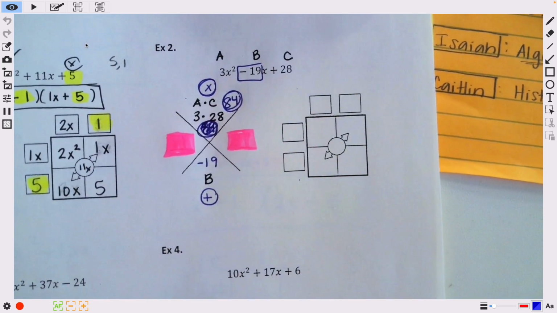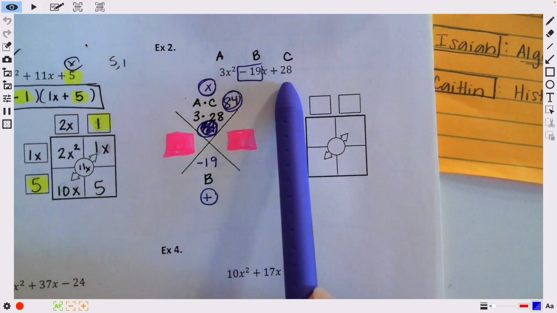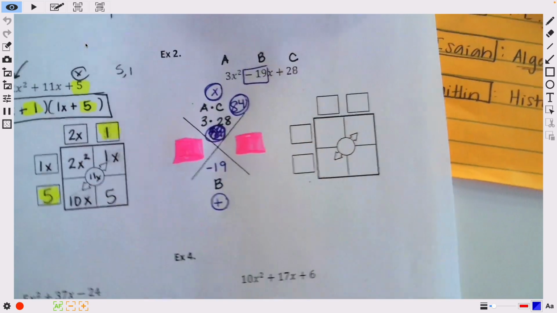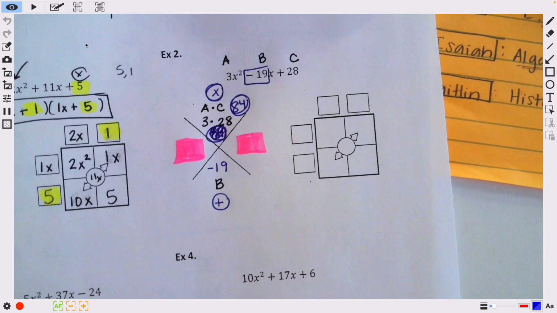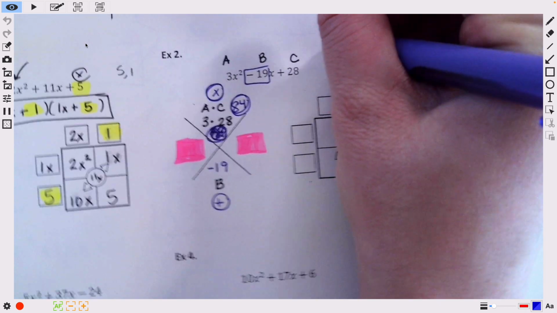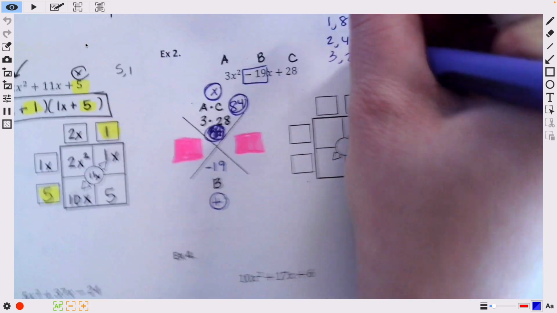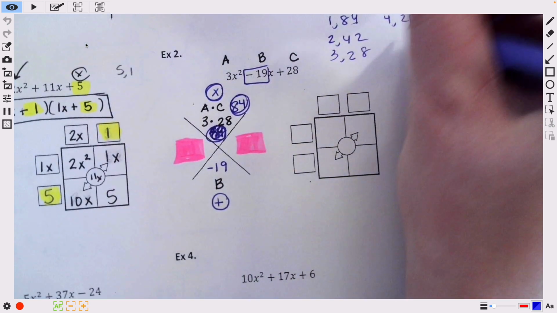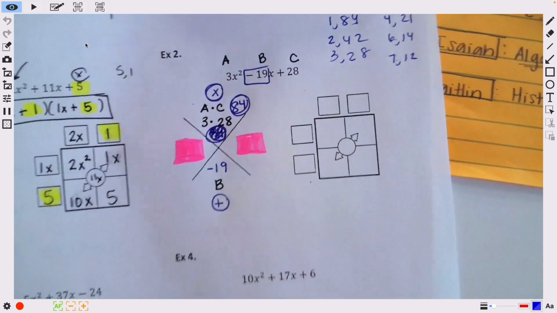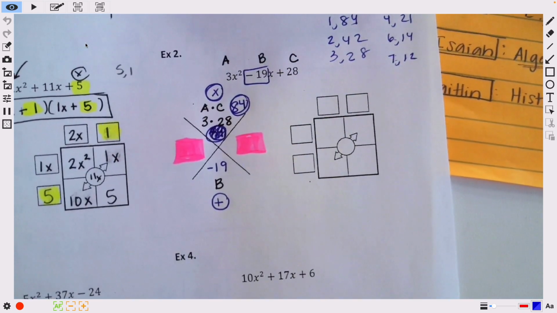So 84, I go to my factor sheet. Factors of 84. So the only difference, you guys, between what we did the other day and what we're doing right now is instead of just finding factors of 28, you're multiplying the 28 by the 3 in the front, and now you find those factors. So factors of 84, oh gosh, we have so many. Okay, 1 and 84, 2 and 42, 3 and 28, 4 and 21, 6 and 14, holy smokes, 7 and 12. Okay. I have to make negative 19.